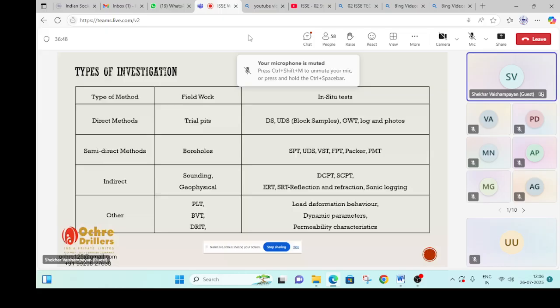In case of the indirect method, there is no visual or physical examination possible. So direct, semi-direct, and indirect methods, and the other confirmatory tests. In the direct method, we have trial pits, boreholes, soundings, and specialty tests like PLT, BVT, and DRIT.